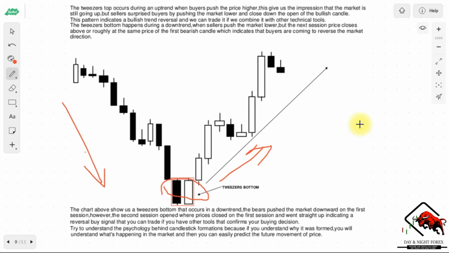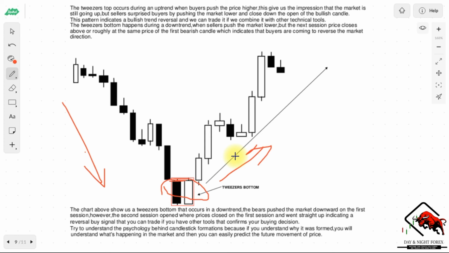So the chart above shows us a tweezer bottom that occurred in a downtrend, where the bears pushed the market down. However, the second session opened and the price closed above the first candle. That indicates a reversal buying signal that you can trade if you have other tools that confirm your buying decision, right? So try to understand the psychology behind the candlestick formation, because if you understand why it was formed, you will understand what's happening in the market, and then you can easily predict the future movement of the price. So it's all about understanding why this candlestick is forming.